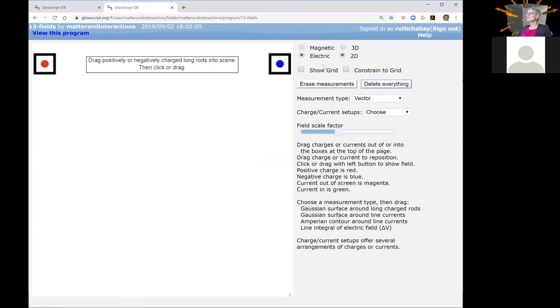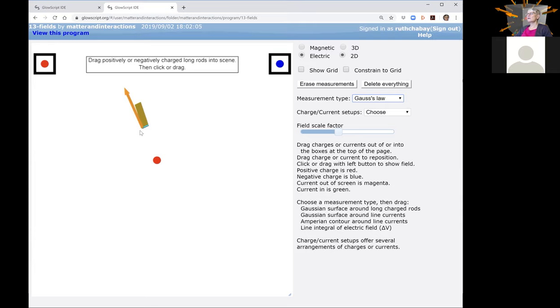So what we're going to do here is we're going in this argument to consider long charged rods that go in and out of the screen. So if I put this positive charge here, this is a positively charged rod that's coming out and hitting you in the nose and also going into the screen. And now what I can do is draw an oatmeal box shaped surface around this. So if I drag, what I'm doing is I'm creating a cylindrical surface around this charge.